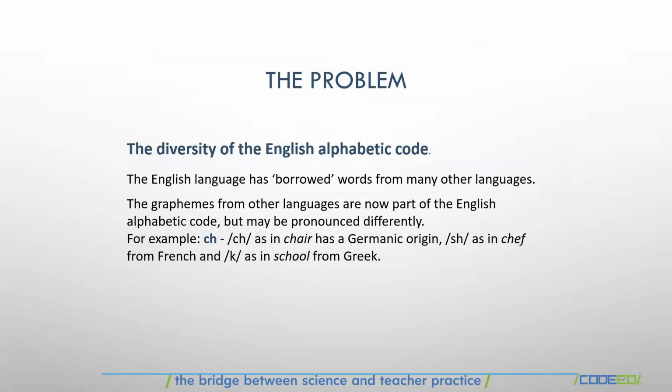So the problem is we've got a language that has borrowed words from many other languages, and that means that some of our code now has lots of ways of being pronounced. And that's the main issue about the diversity of English.